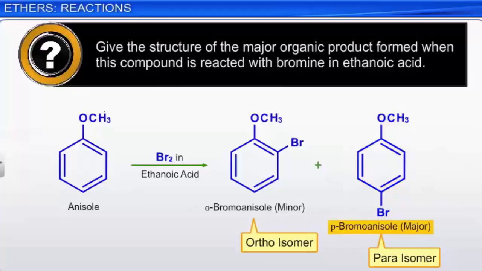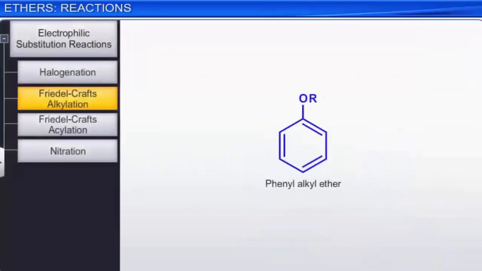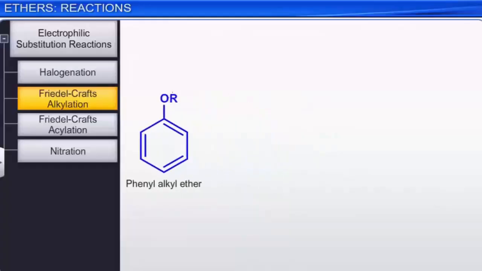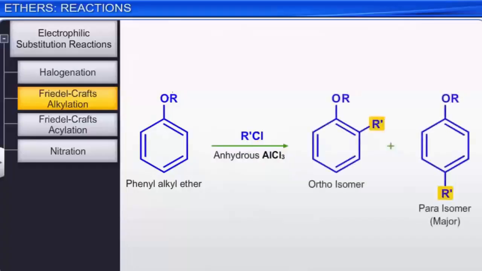Phenyl alkyl ethers will undergo Friedel-Crafts alkylation. Phenyl alkyl ethers react with an alkyl chloride in the presence of anhydrous aluminium chloride, a Lewis acid, and result in the formation of ortho and para isomeric products. The alkyl group of the alkyl halide will attach to the benzene ring at either the para or at the ortho position.